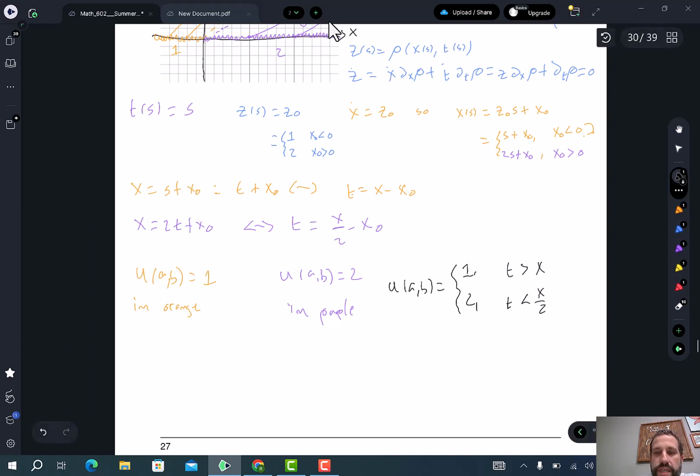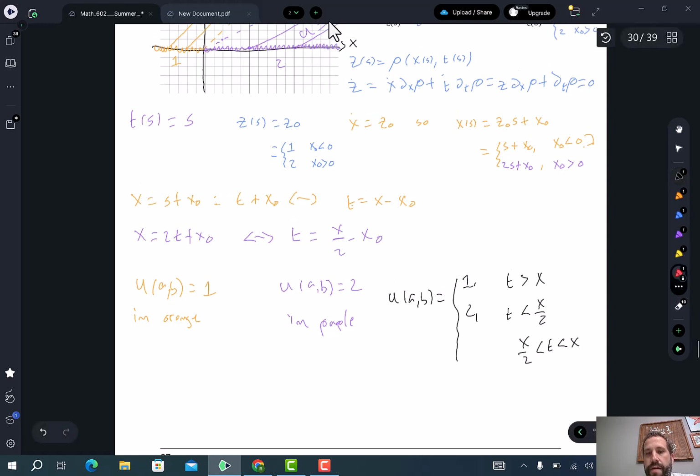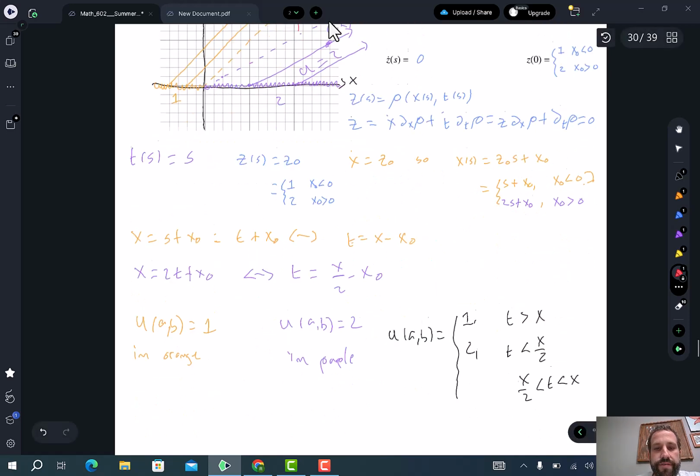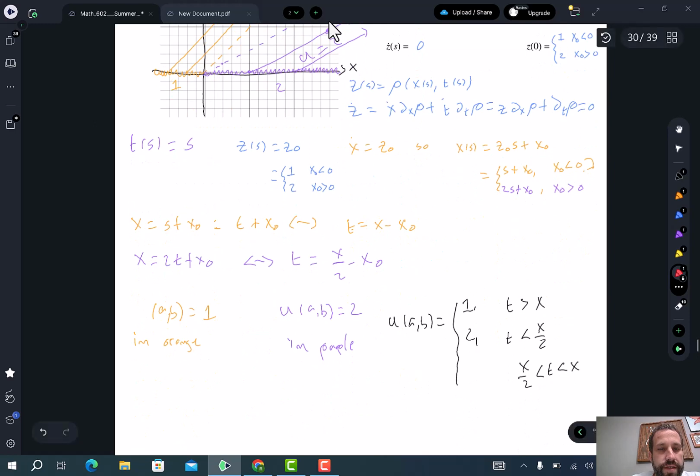But what does this leave me? What happens if x over 2 is less than t, and t is less than x? That corresponds to this wedge region right here, and notice none of our characteristics pass through that region. So using the method we have so far, we can't really determine the value of the solution in that region. And I realize I've just done it again. All of these u's here need to be rho.